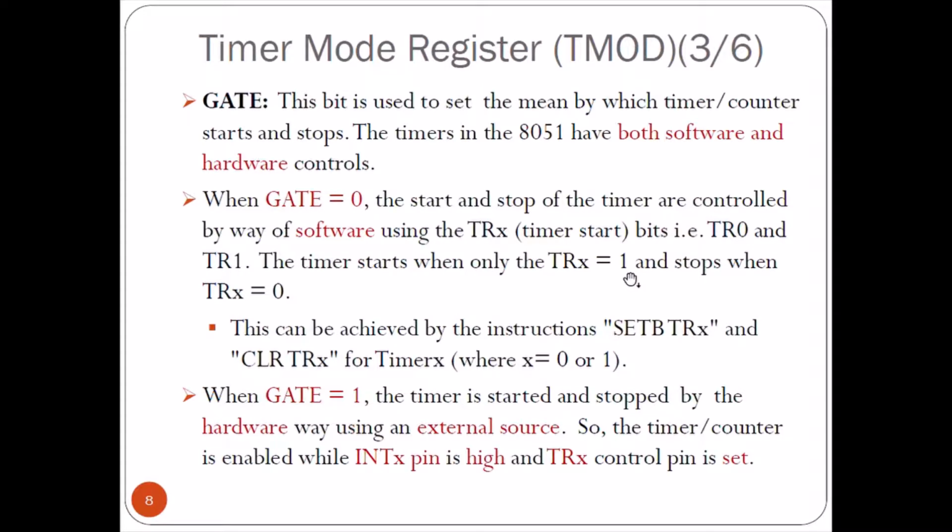Suppose we want to start the timer 1, then we have to write a command so that TR1 is equal to 1, that is SETB TR1. And if we want to stop the timer 1, then clear TR1, like here, SETB and CLR. When gate is equal to 1, the timer is started or stopped by hardware using an external source.